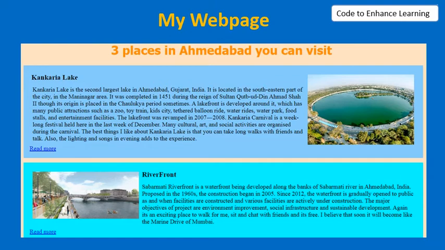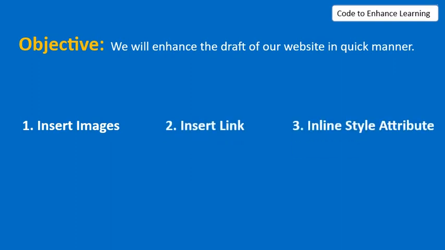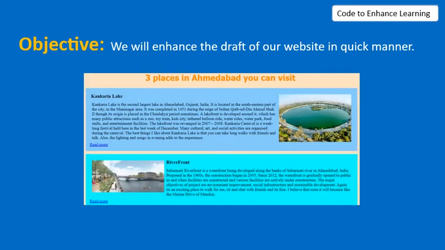In the last lesson we learned to add images in our web page using the img tag, the link using the a tag, and CSS using the inline style attribute. In this lesson, we are going to learn to enhance the draft of our web page in a quick manner.